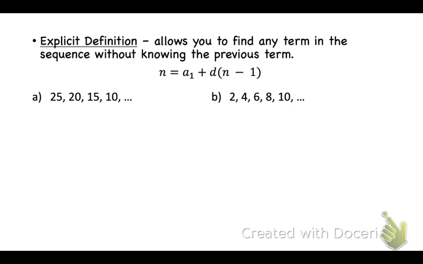Okay, we did recursive definitions and we said those are not very efficient, right? So why don't we do an explicit? Explicit definition allows you to find any term in the sequence without knowing the previous terms. That would be nice, right? This is the most efficient way to go about it.